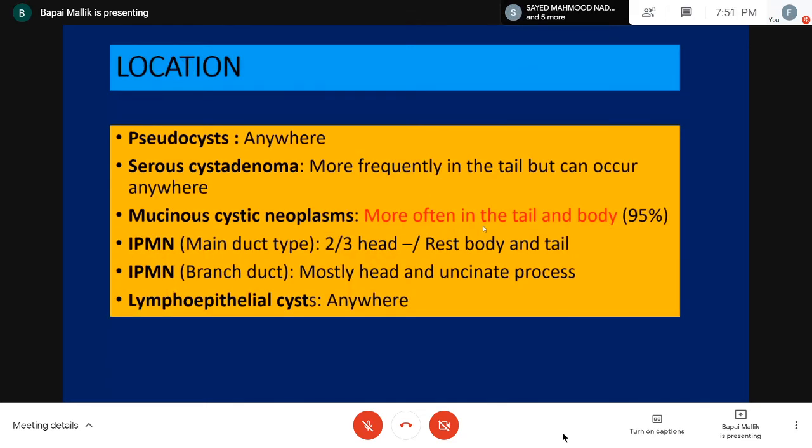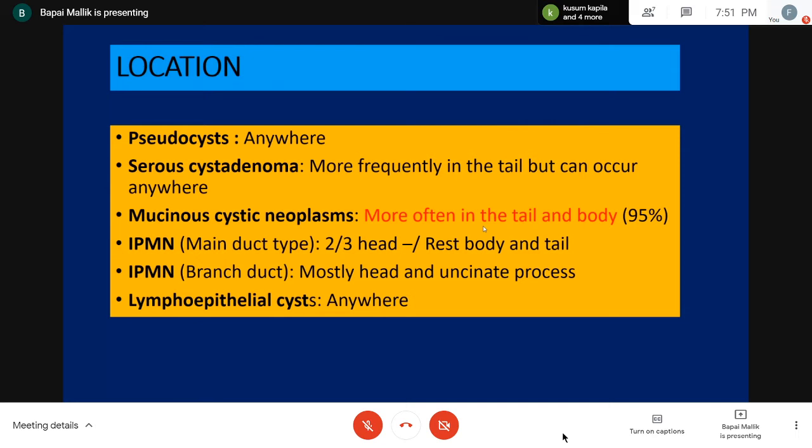Now, what about the locations? Pseudocysts actually can be located anywhere. Some studies show that they are more common towards the tail. Serous cystadenomas are most frequently found in the tail of the pancreas, but can occur anywhere. Mucinous cystic neoplasms, and this is very crucial, most often occur in the tail and the body of the pancreas. It is very, very rare to find mucinous cystic neoplasms in the head of the pancreas.